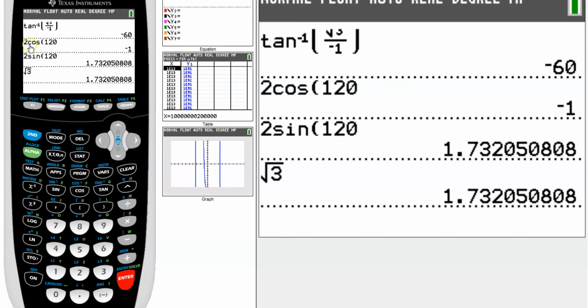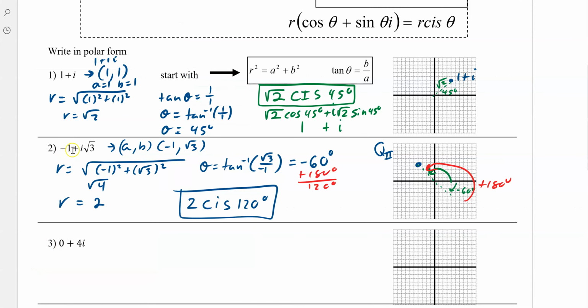And then this is, remember, 2 cosine I sine. So this is the I, the imaginary. So 2 sine of 120 is this, and I just verified it with rad 3. So there you go. 2 cosine 120 gives us negative 1, and 2 sine 120 gives us radical 3. So it'd be negative 1 plus radical 3i, which is what we wanted. Negative 1 plus radical 3i.